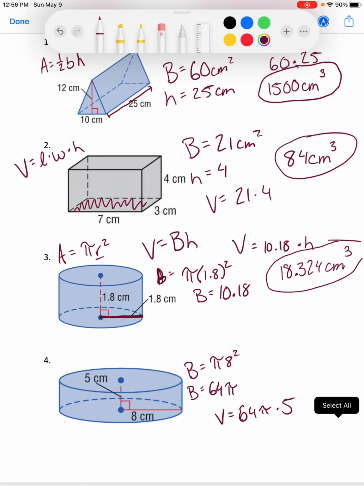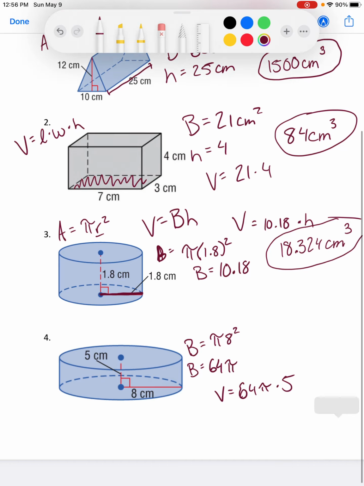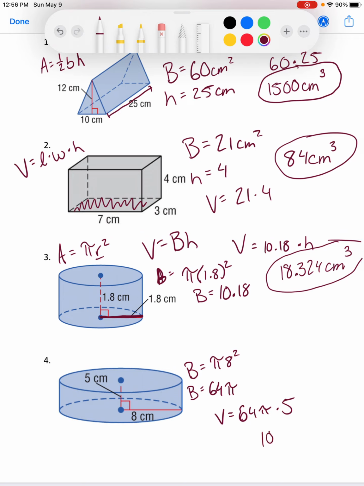So I'm going to punch that into my calculator, which leaves me with 1,005.31 centimeters cubed, or about that much.